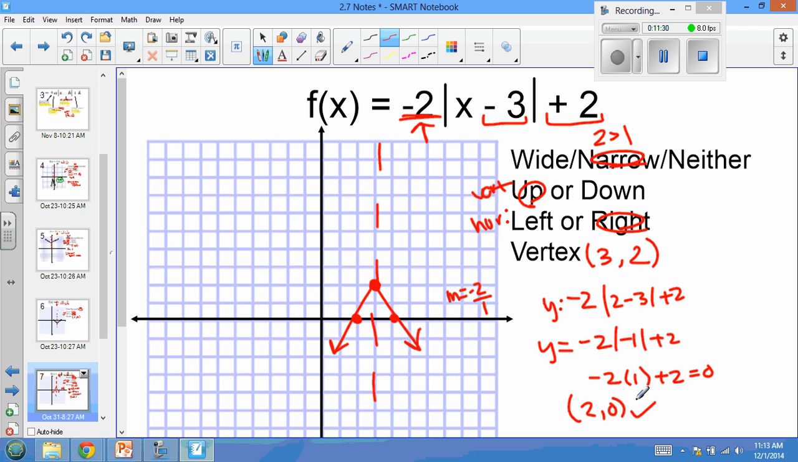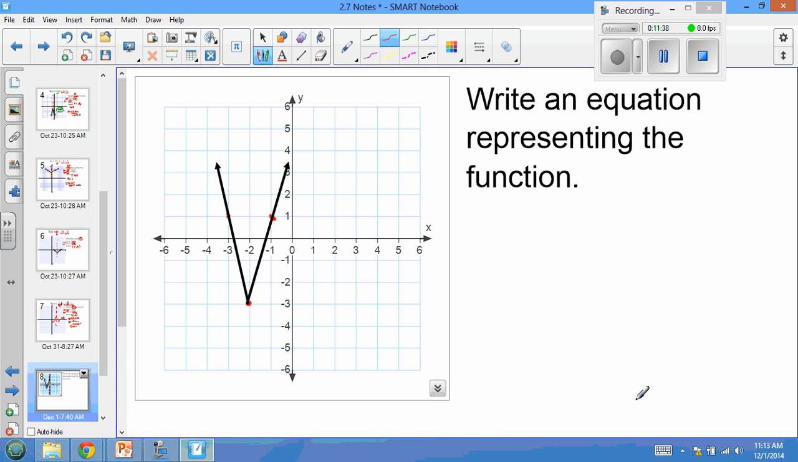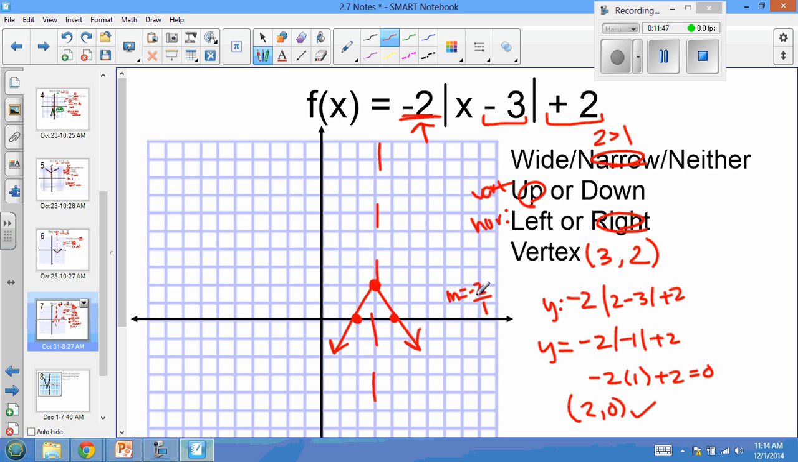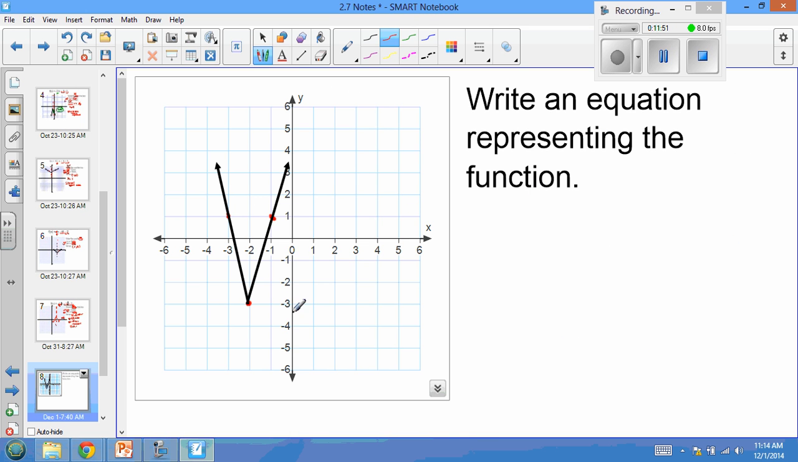Okay, now we're done with the notes, but flip to the back side of your paper. These aren't on there, but this is on your homework, so I want to make sure that we go over it. Okay, so we want to write an equation representing our function. So before, they would give us the function and we would graph it. So if you look back, the first thing we did every time was find the vertex. So we're still going to do that. Look at your graph, and we're going to name our vertex. So we're at -2, -3.